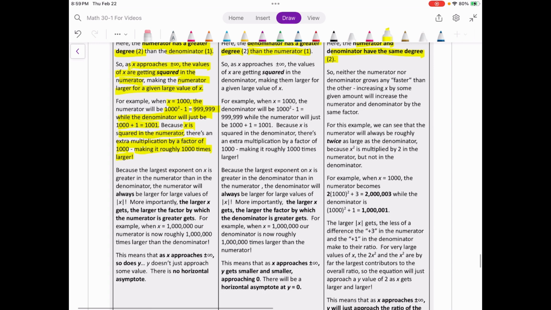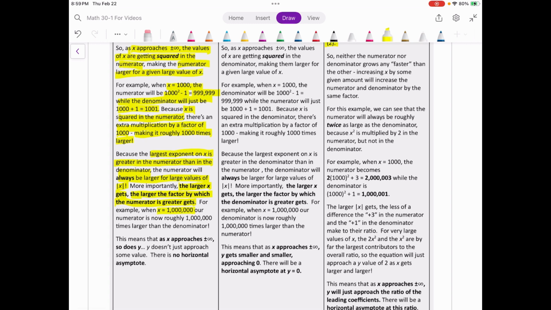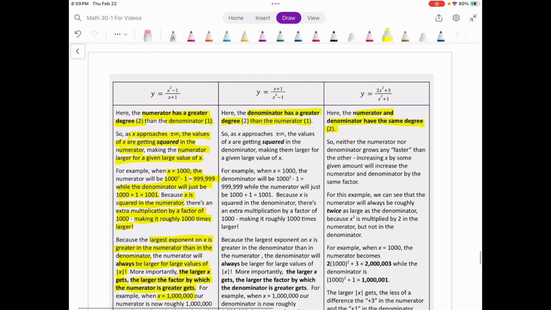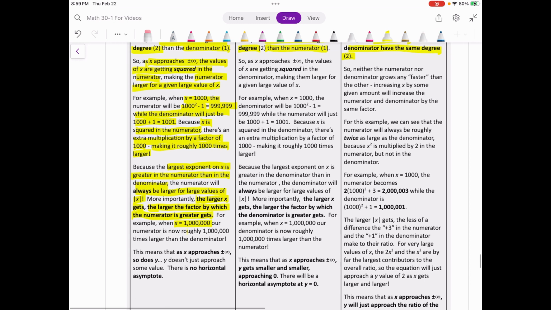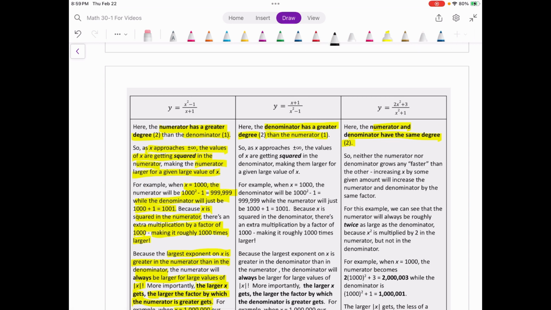And because the largest exponent on x is greater in the numerator than in the denominator, the numerator is always going to be larger for large values of absolute value x. And more importantly, the larger x gets, the larger the factor by which the numerator is greater than the denominator, right? For example, when x is 1 million now instead of 1,000, instead of our numerator only being about 1,000 times bigger than our denominator because of the fact that x is being squared, it's going to be about 1 million times larger than the denominator, right? This is 1 million times 1 million. This is just 1,000,000. Well, that means it's about 1,000,000 times bigger.